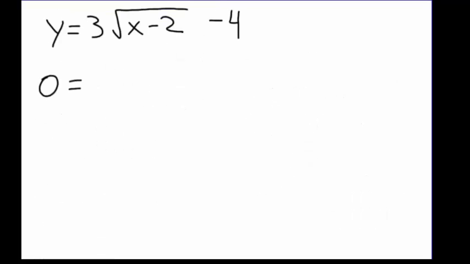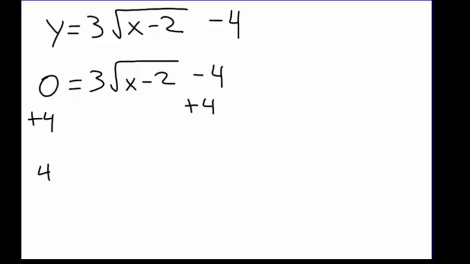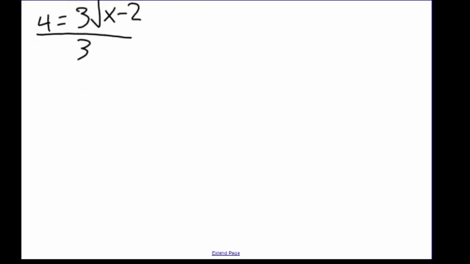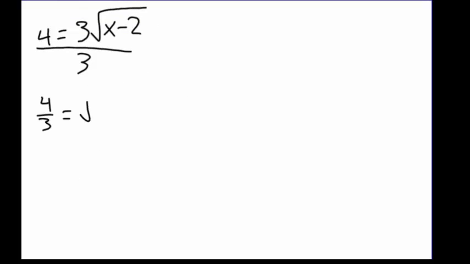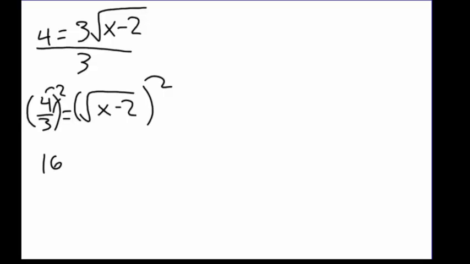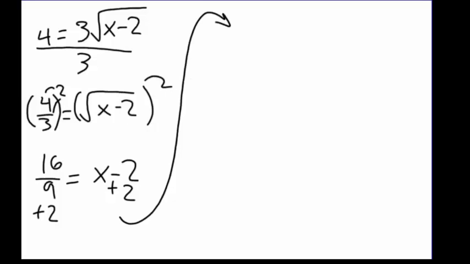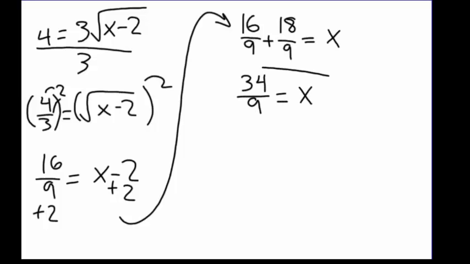So let's take a look at another problem. Again, plug in 0 for y. Let's add 4 to both sides. And then we are going to need to undo the multiplication. So we divide both sides by 3. Now we need to square both sides. Remember, when we square a fraction, we square the numerator and the denominator. Now we need to add 2 to both sides. Get a common denominator. And we get x equals 34/9.